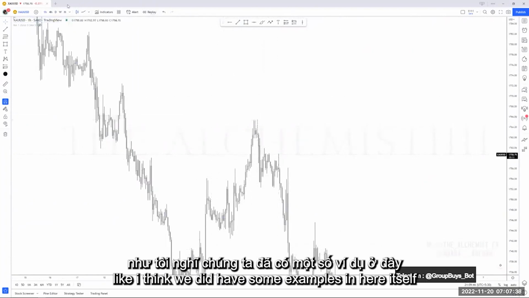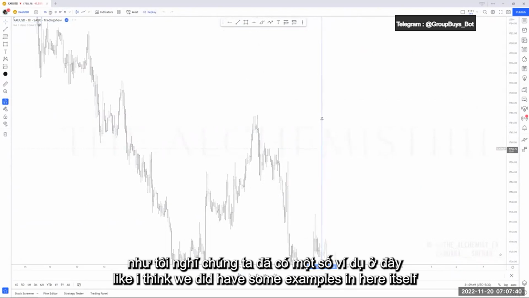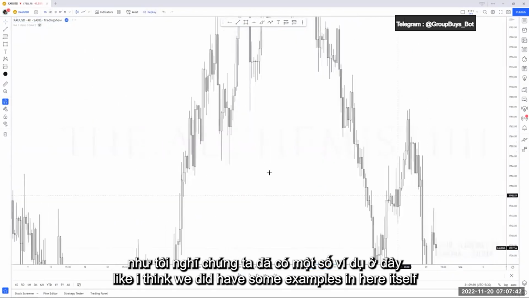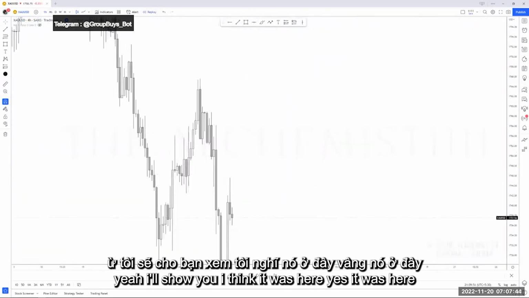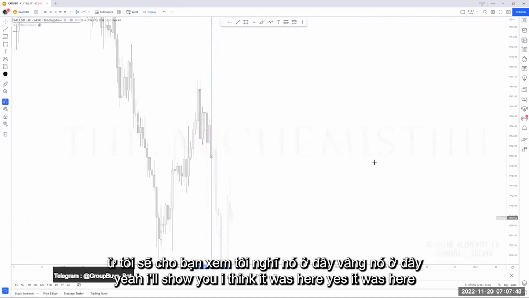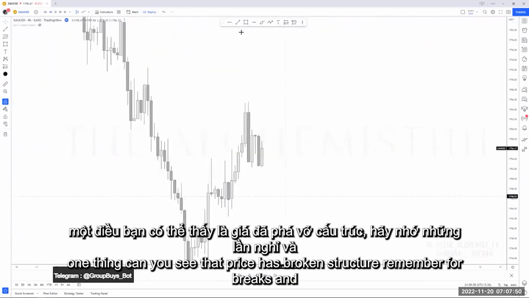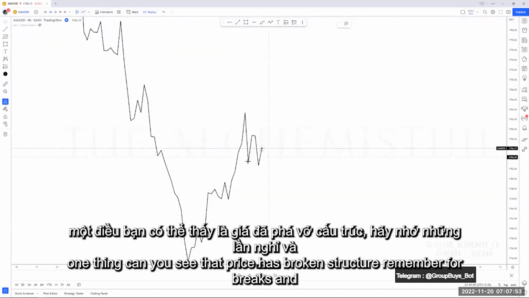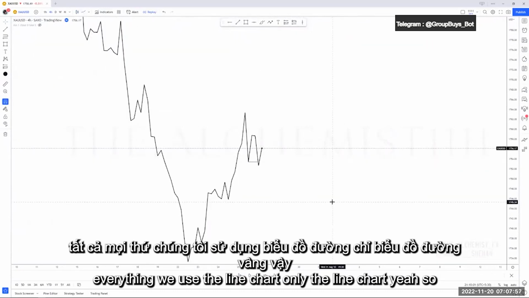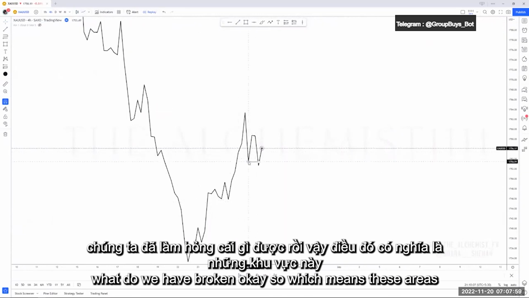I'll show you some more. I think we did have some examples in here itself. Yeah, I'll show you. I think it was here. Yes, it was here. One thing, can you see that price has broken structure? Remember, for breaks and everything, we use the line chart. Okay, only the line chart. Yeah. So what do we have?